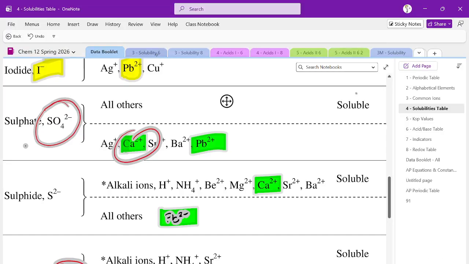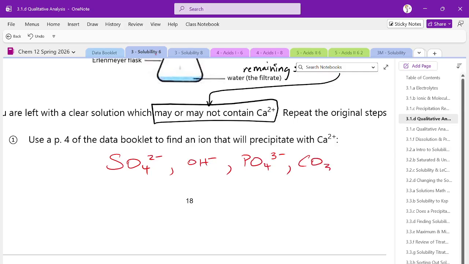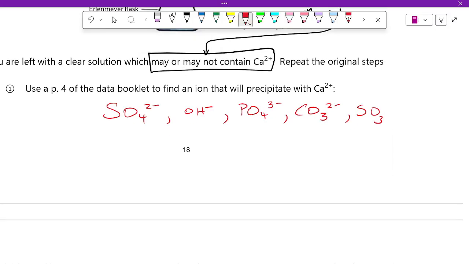Okay, so back to here. So we could use sulfate, hydroxide, phosphate, carbonate. Which one do you want to pick? OH. Okay, good. So we're going to pick OH. Can we just say add OH? Add how much? An excess of OH.